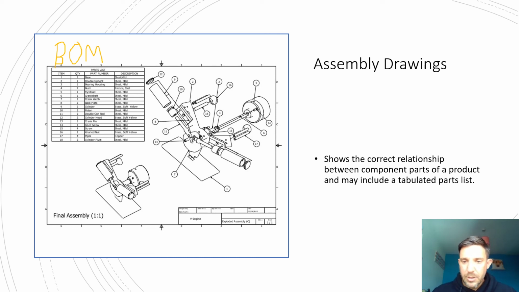Okay, so the official line on this then is that an assembly drawing shows the correct relationship between the component parts of a product, and it may also include a tabulated parts list, which is our bill of materials up here. And can you see that these balloon numbers will be represented by the item number? Then you can take the part number, sometimes the part name, it may have a material, etc. So it makes it really easy to understand what's in that assembly and how different things go together.